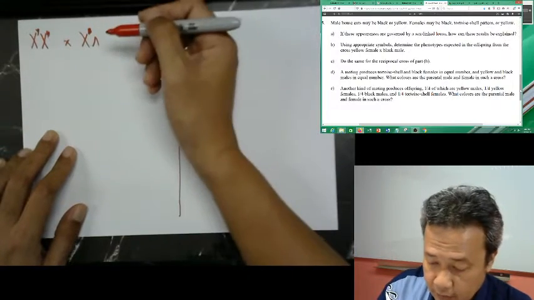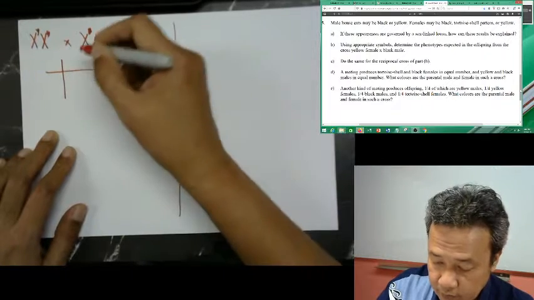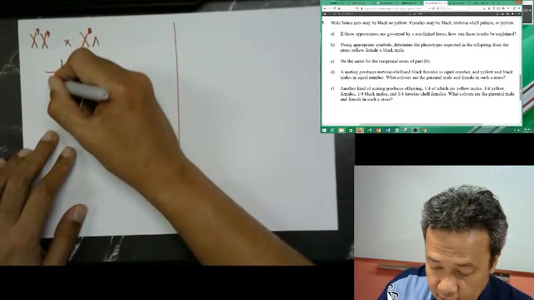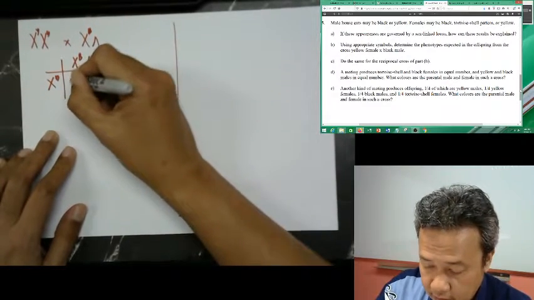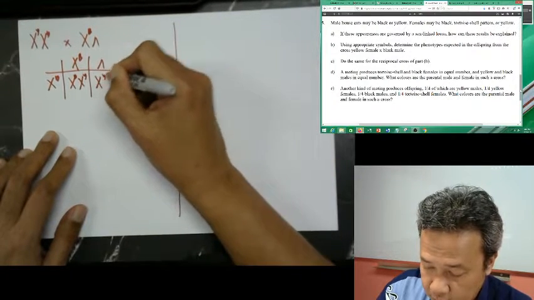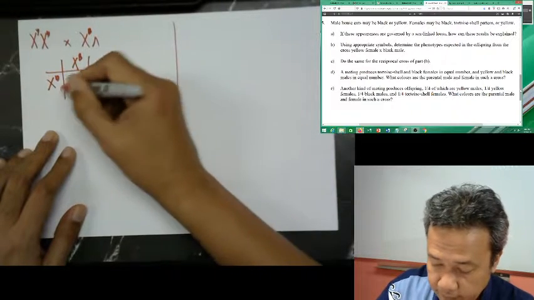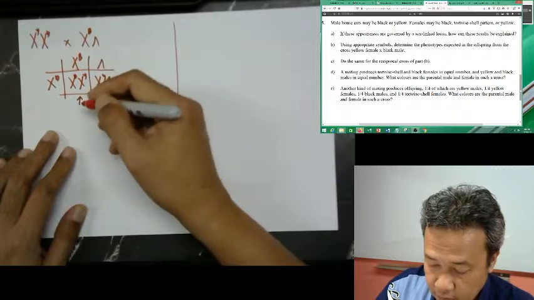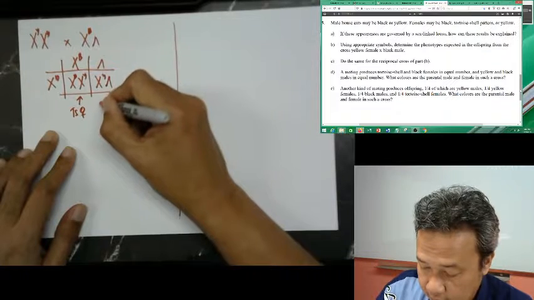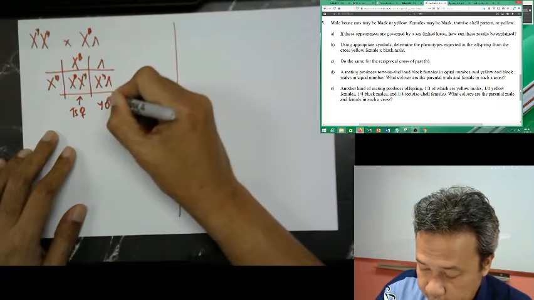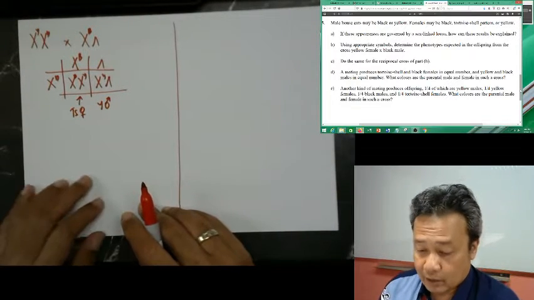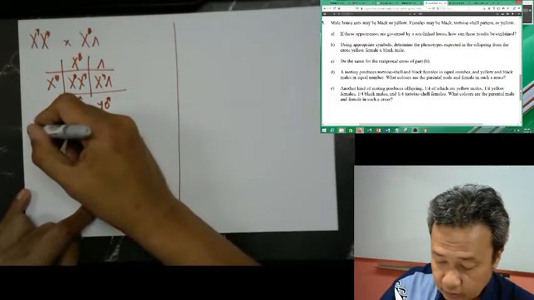And from here you can do the Punnett square. You will have X^B and Y, and then X^Y. So here you will have X^B X^Y, and here X^Y Y. This will give you a tortoiseshell female, and here you will get a yellow male. Question C, do the same for the reciprocal cross. So you're just doing the reciprocal of that cross.